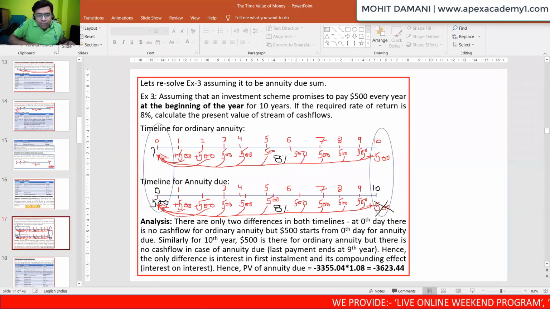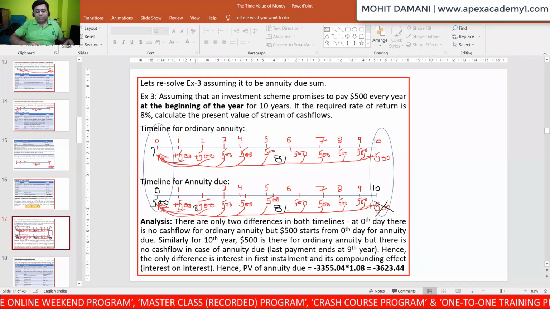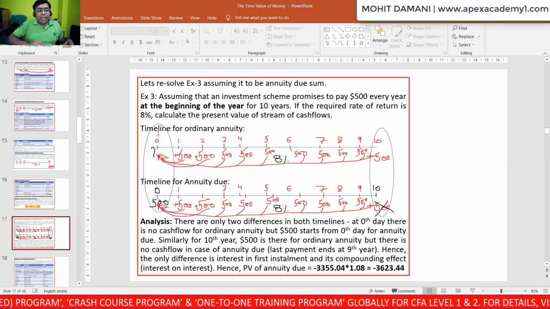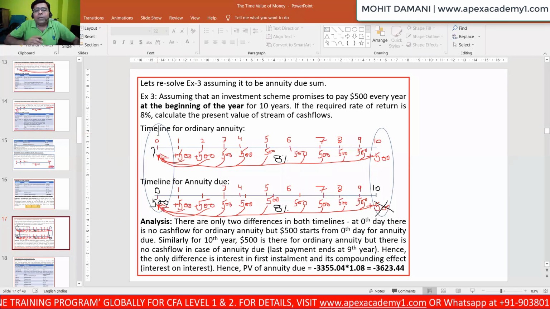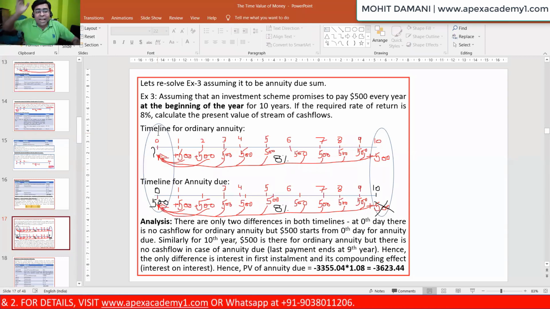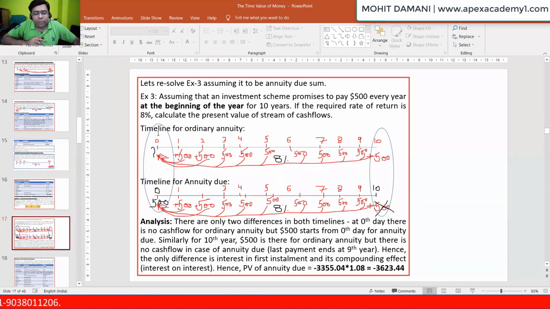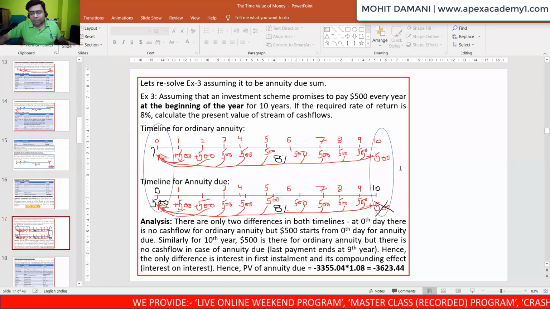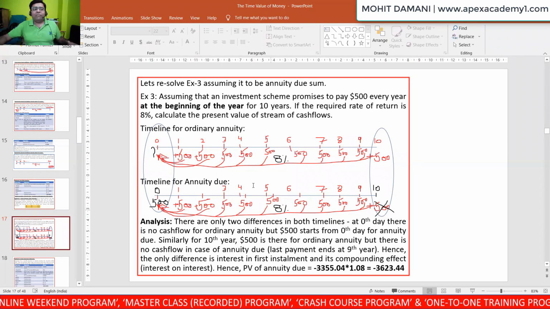Example 3. Here the timeline is ordinary annuity and annuity due. What is the difference? The difference is highlighted. In ordinary annuity, the payments start at the end of the period, so the first payment of 500 will be received at the end of the month, or end of the year, and so on. Beginning of the period is annuity due, when everything is received on day 1 of the period. So the first payment of 500 will come on the 0th day, and so on and so forth till the last day. This is the way it is structured.